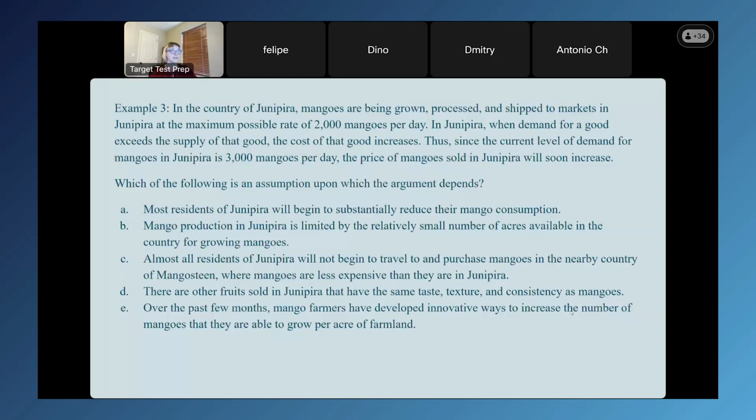And B, mango production in Junipero is limited by the relatively small number of acres. So this is one that is explaining the premise as well, but we already know from the first sentence that the mangoes are being produced, grown, processed, and shipped at the maximum possible rate. So why that is the maximum possible rate doesn't really matter because we already know what the maximum possible rate is. And we know that current demand exceeds the maximum possible rate as it stands.